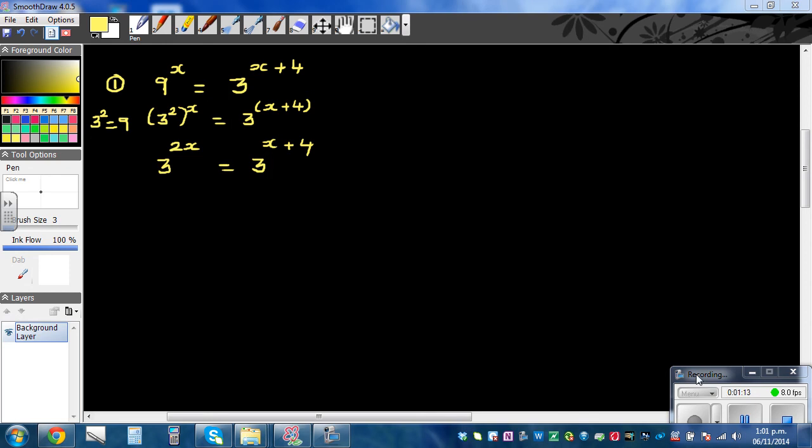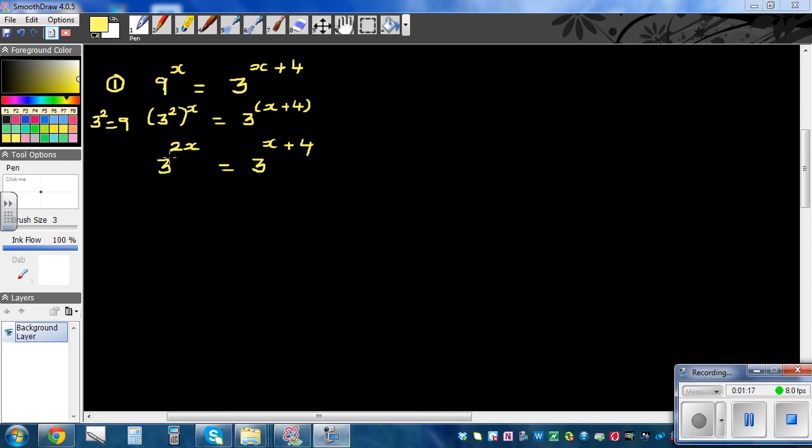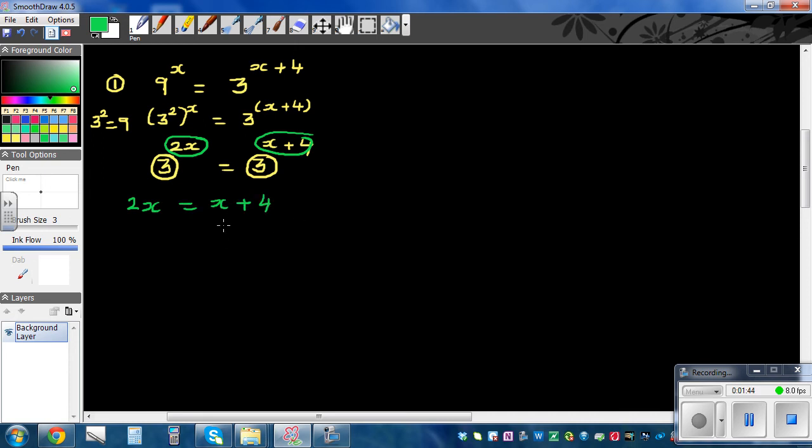Okay, so what are we doing now? Here, this is 3 raised to 2x, and this is 3 raised to x plus 4. So the bases are equal, so I can say the indices should be equal: 2x is equal to x plus 4. Taking away x from both sides, 2x take away x is equal to x plus 4 take away x. So the plus x and minus x get cancelled. So x is equal to 4.